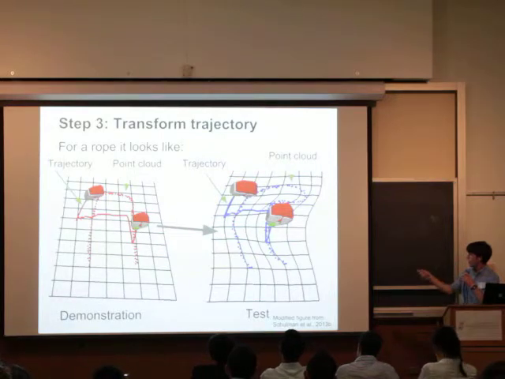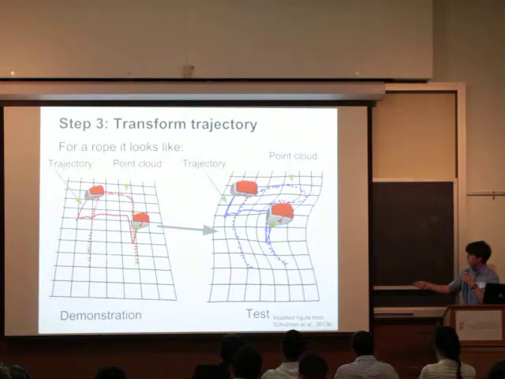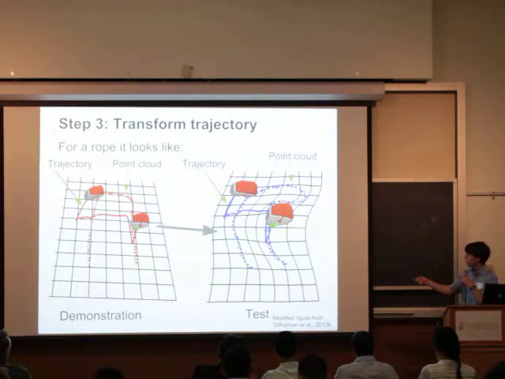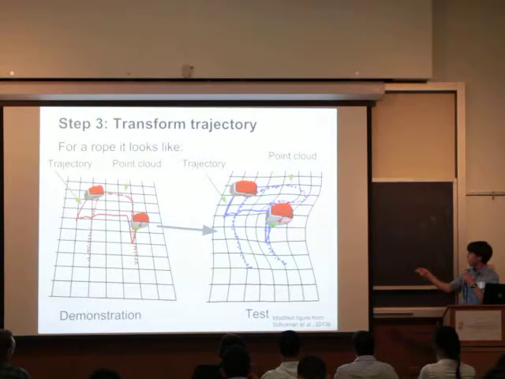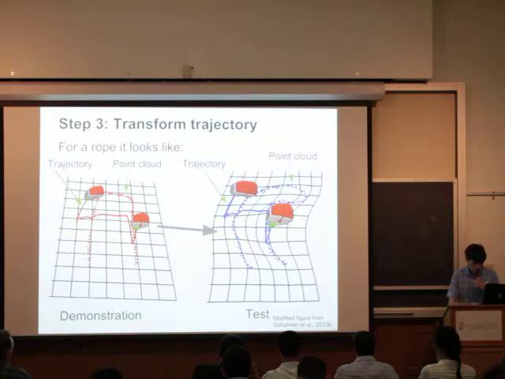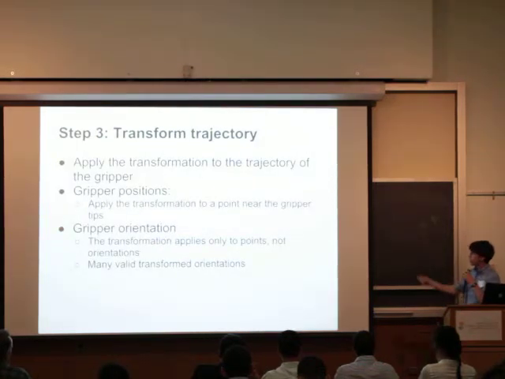And now this is the test phase. There's a new rope shape, and there's a new point cloud. The new point cloud is the blue dots. Now the transformation has been applied. Remember, that's calculated from the point clouds. And you can see this new gripper trajectory that's been computed. It has the general shape of the demonstration trajectory, but it generally follows the test rope shape. So it looks like that should work. That's how the gripper's positions are calculated.